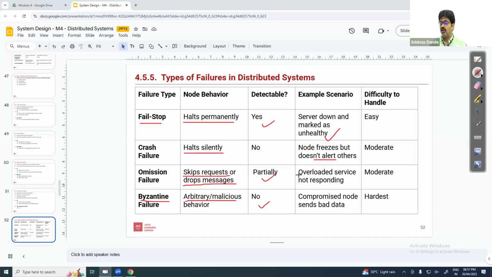And omission failure, an overloaded service, so not responding. Byzantine means a compromised node sends bad data. This is the hardest to handle. Fail stop is easy to handle because if a health check mechanism is there, it will easily handle it. Crash and omission are a bit moderate to handle. Okay, these four are the kinds of problems you can see in distributed systems.